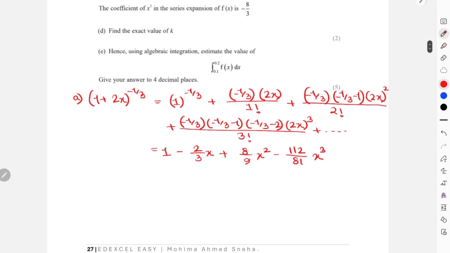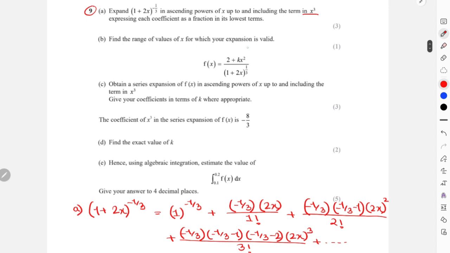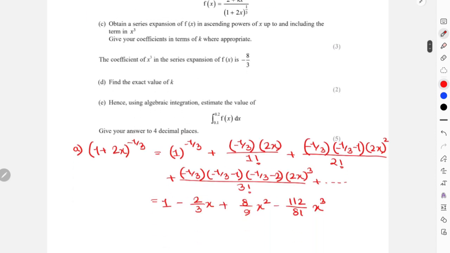Okay, so after this it says that for part B, find the range of values of x for which this expansion is valid. Now I can clearly understand, this is the range calculation. This question is quite good because you have normal expansion, range, then coefficient comparison, and then again integration also. So this is for part A.